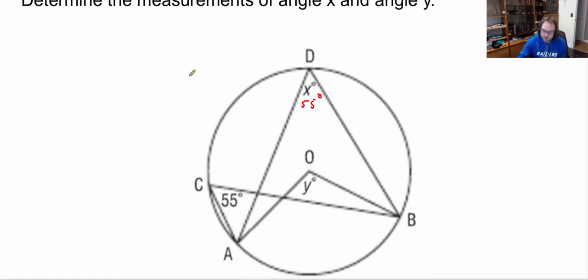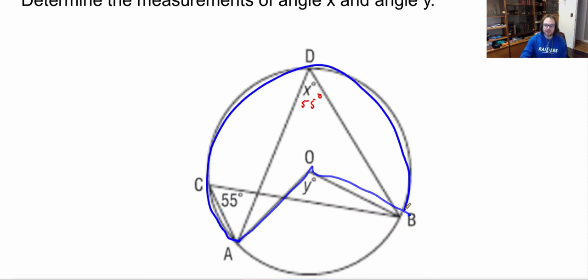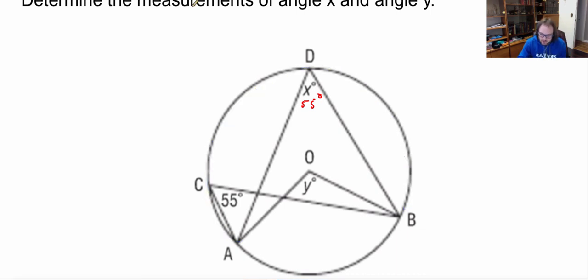Now, let's look at my next one. We know angle x and we know angle c, which are both 55 degrees. But now angle y, this is a central angle, where we have my center, the orthocenter is there. So in this case, we have a central angle sharing the same feet with an inscribed angle, and they are both subtended by the same arc. So in this case, angle y is going to be equal to double angle x, or double 55, which is 110 degrees.